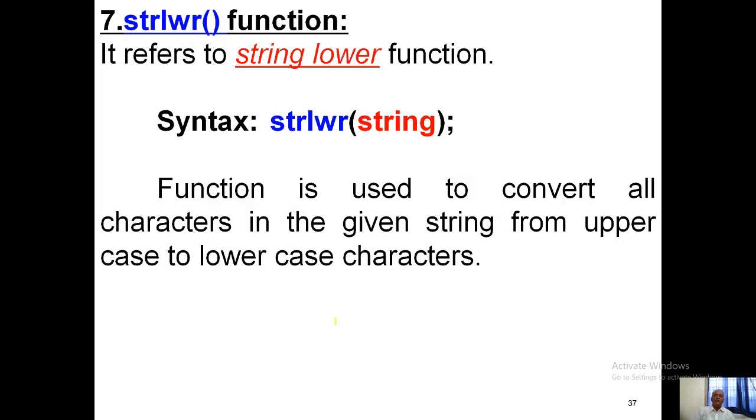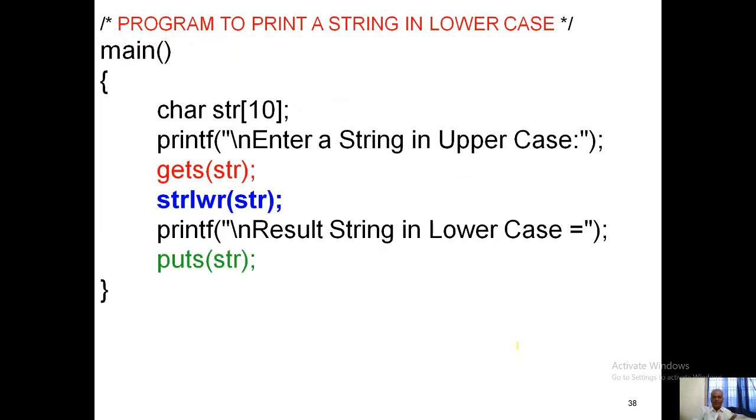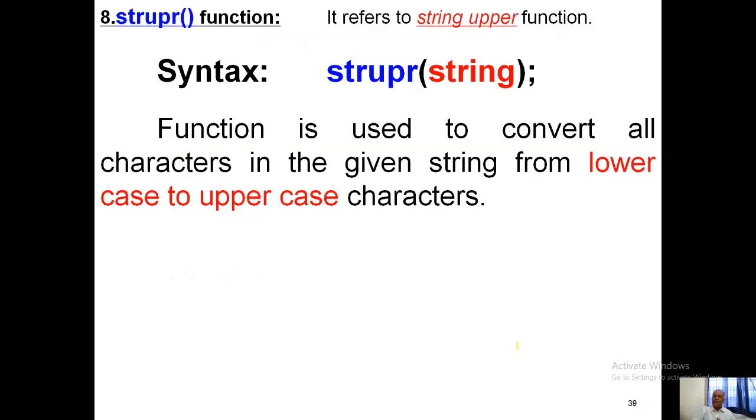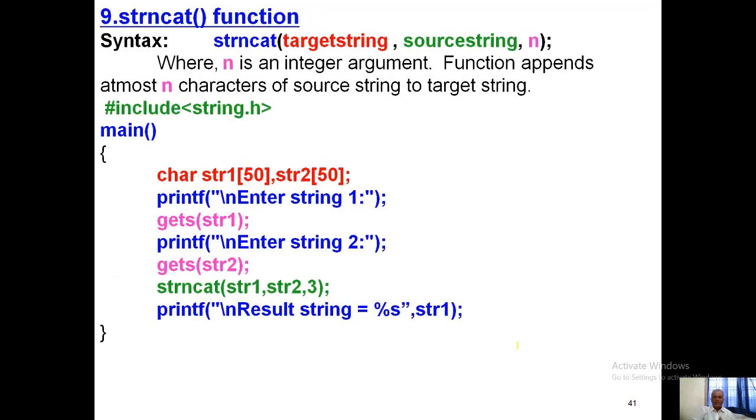strlwr refers to the string lower function, which is going to convert the characters from uppercase to lowercase. If you give uppercase characters, it will simply be written in lowercase. Whatever uppercase is given can be written in lowercase by using the function called strlwr. Next, similarly, strupr is going to convert all lowercase to uppercase characters. No need of any explanation for this. Similar to that.